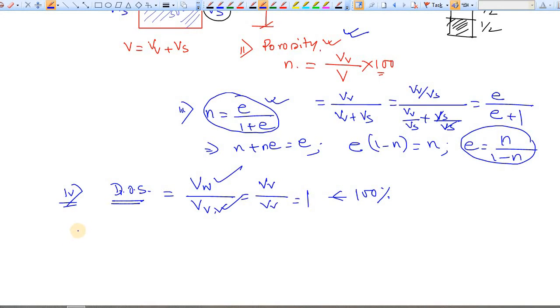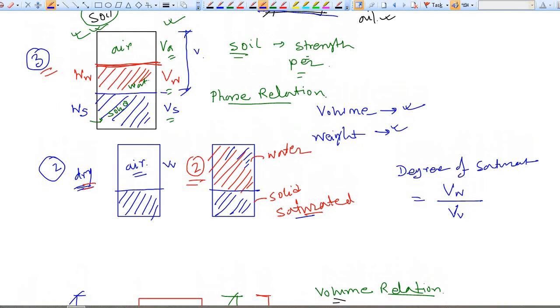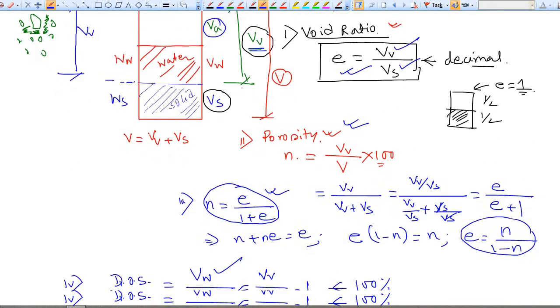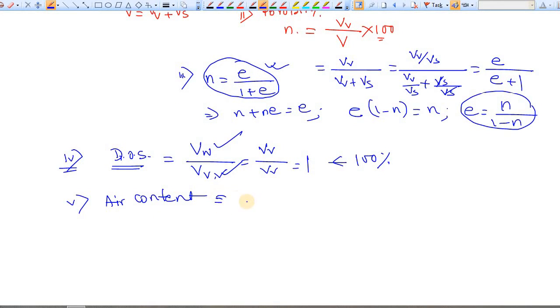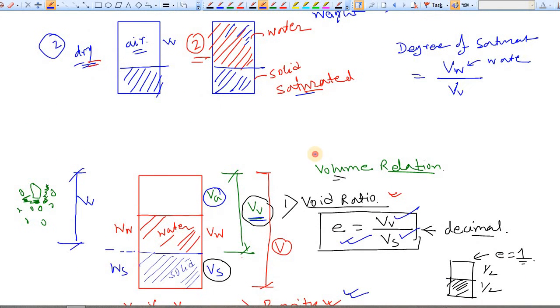Here the term is air content. Just like degree of saturation quantifies how much volume is filled with water, air content defines how much volume of void is filled with air. So what is the air content? Air content AC is volume of air to volume of void. Okay, so that's all for the relations related to volume.